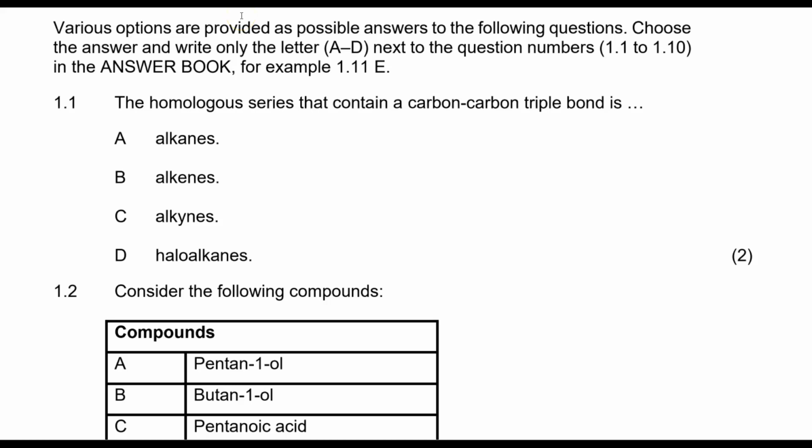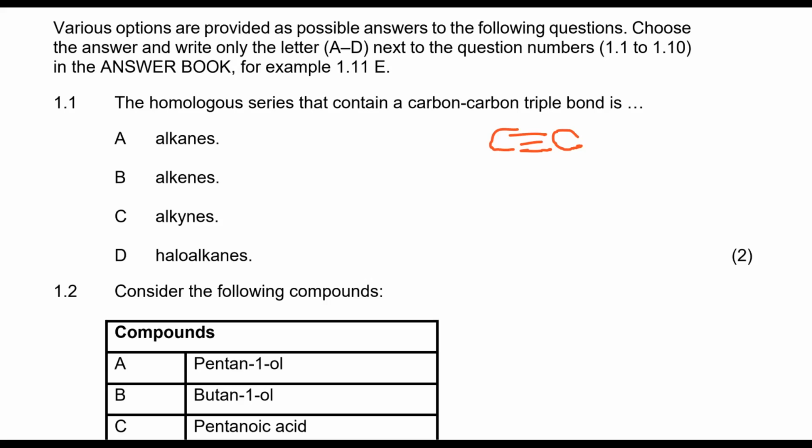So the first question says, the homologous series that contain a carbon-carbon triple bond. So it's basically asking for the homologous series that contain a carbon-carbon triple bond. Carbon-carbon triple bonds are carbon, and then you have your 3 bonds to another carbon. So let's look at the options that we are given here.